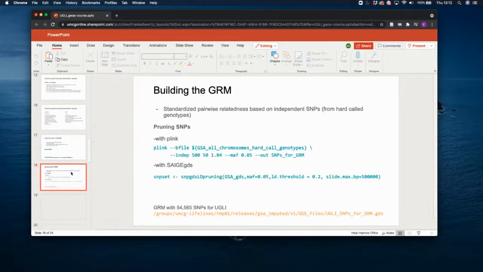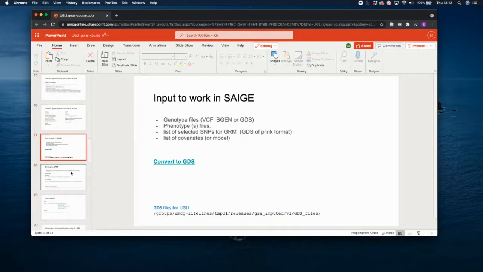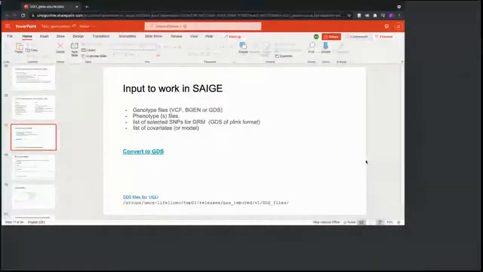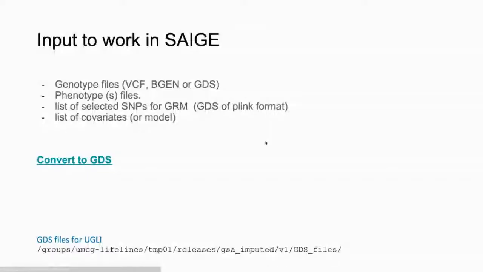I'll just continue like this, if you don't mind, because I'm almost finished with my part. So to work in SAIGE, you need BCF files or BGen files; in SAIGE GDS, GDS files. You need the phenotype files, and you need the list of covariates. You need to have your data converted to GDS. That's a bit of a problem. We do have the Lifelines data already converted to GDS.